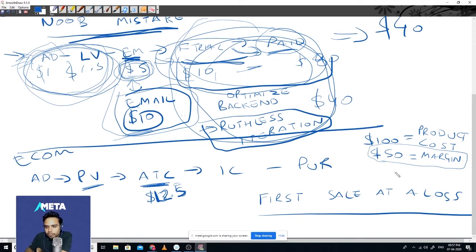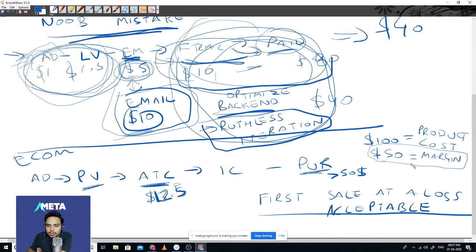If your margin is $50 on a $100 product, and you're selling the product for anywhere above that, like if your purchase costs greater than $50, then you're selling it at a loss, right? I'm saying it's acceptable in e-commerce. If you are playing the big game, this is acceptable because money is not on the first purchase. Money is on the back end.